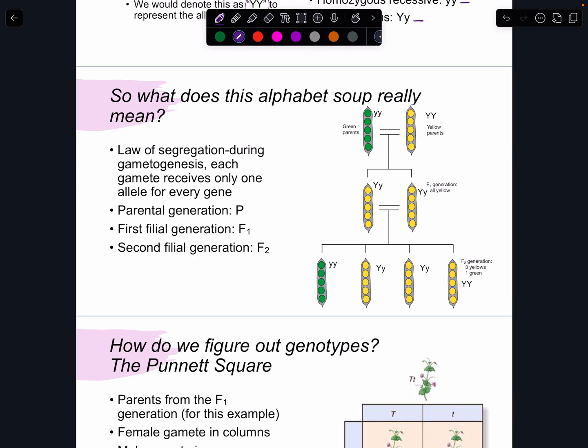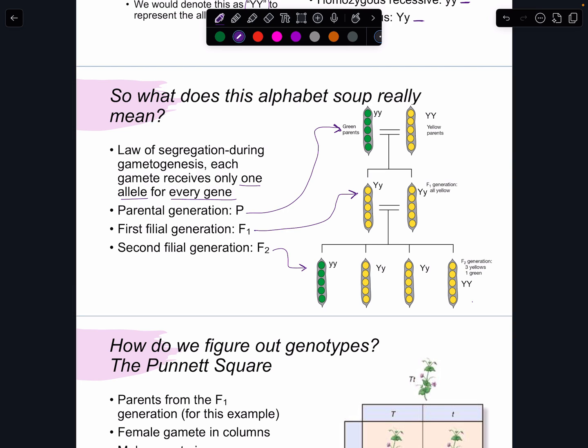First, let's talk about some rules. The law of segregation says that during gametogenesis, when gametes are formed, each gamete only receives one allele for every gene. You'll have the parental generation, those are the parents, in this case these guys. The first filial generation is the first generation that comes from those parents, and the second filial generation would be these guys.